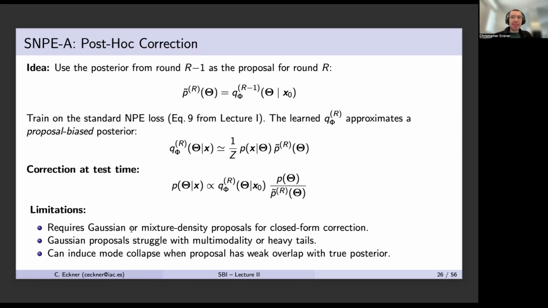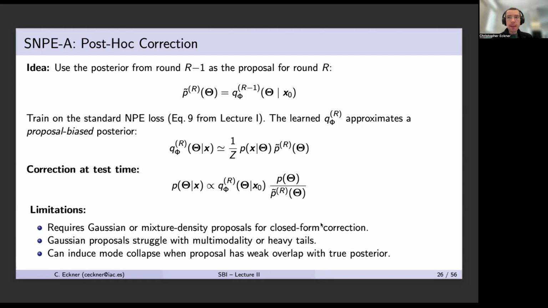Right, but this is a necessary evil you need to do if you want to have this post correction of your prior. This is called sequential neural posterior estimation, variant A of the sequential inference. And in particular, this is possible in principle only for neural posterior estimation, what I'm saying here.